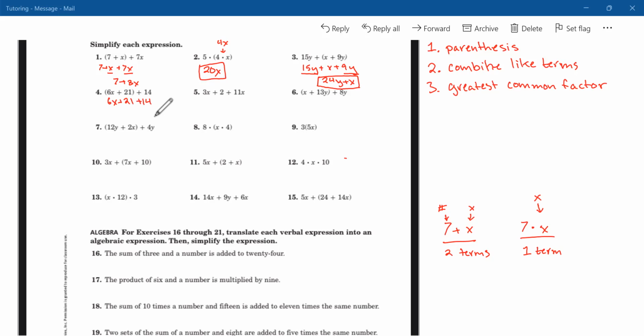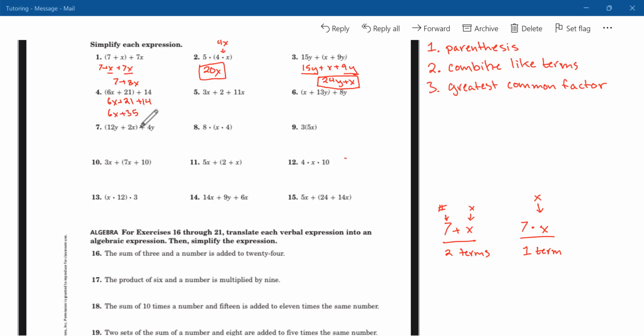Now we know that we have two numbers and one variable x. We can combine the two numbers because they are like terms. So we'll have 6x plus 21 plus 14, which is 6x plus 35.